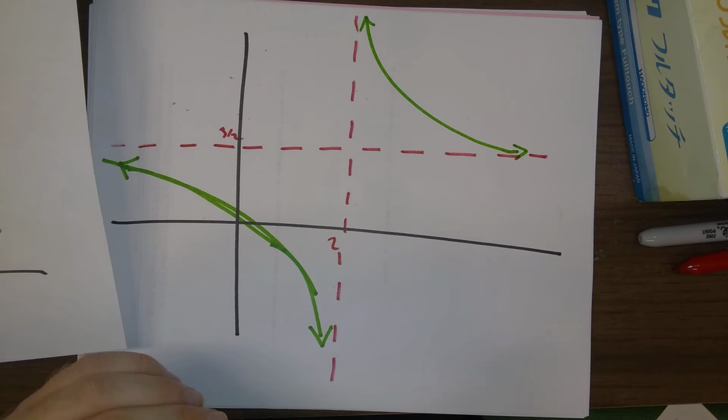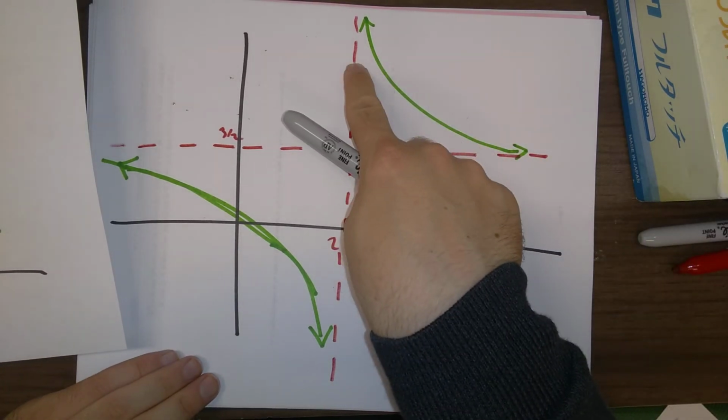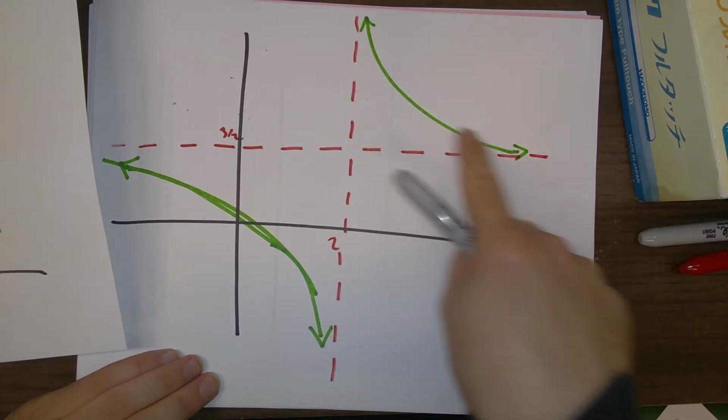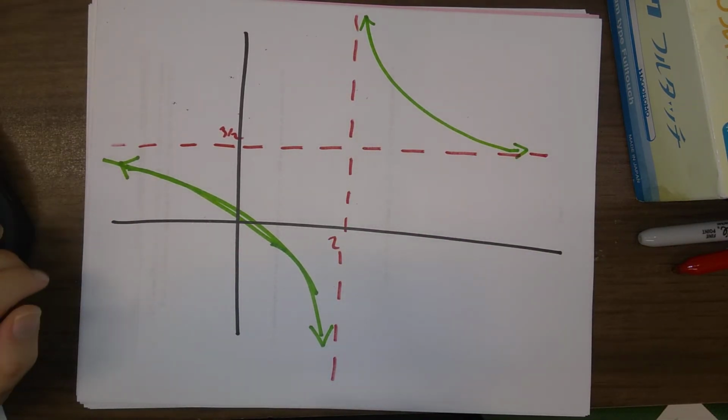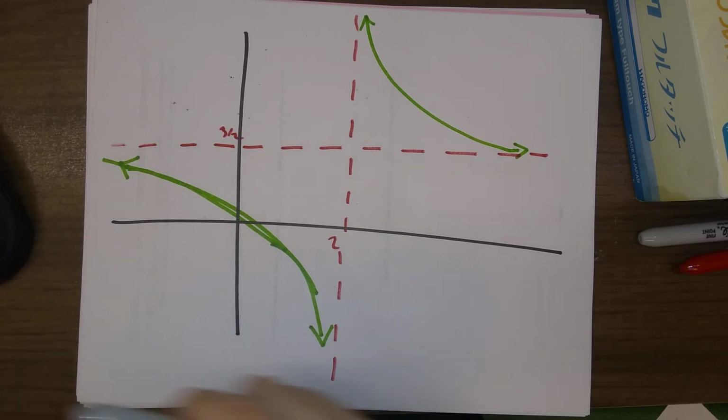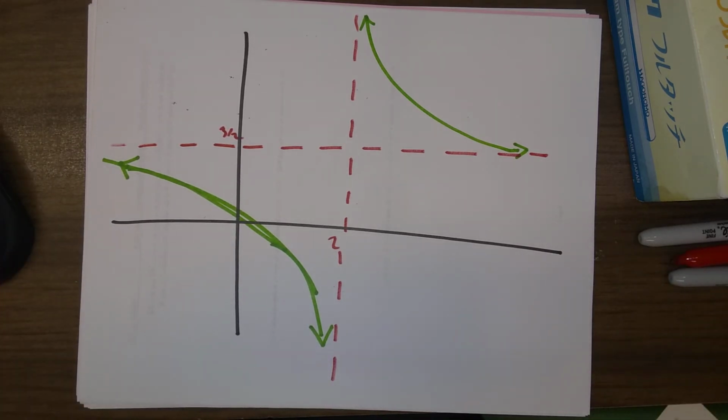And this checks out with our asymptotes here. That as x goes to 2 from the right, we go off to positive infinity. And as x goes off to infinity, we go to 3/2. So here's our sketch of this rational function. We can get lots of information about it.